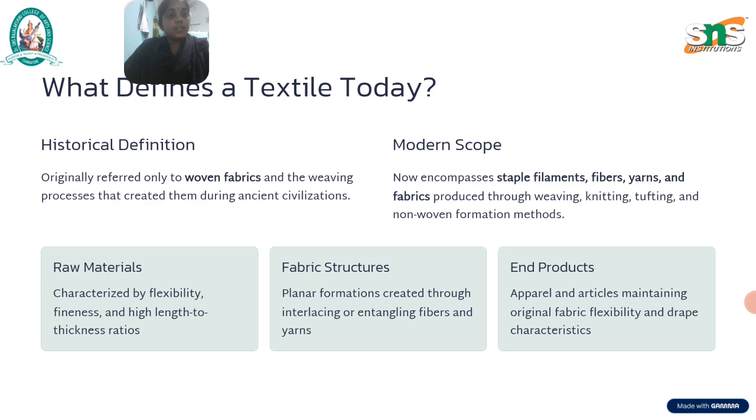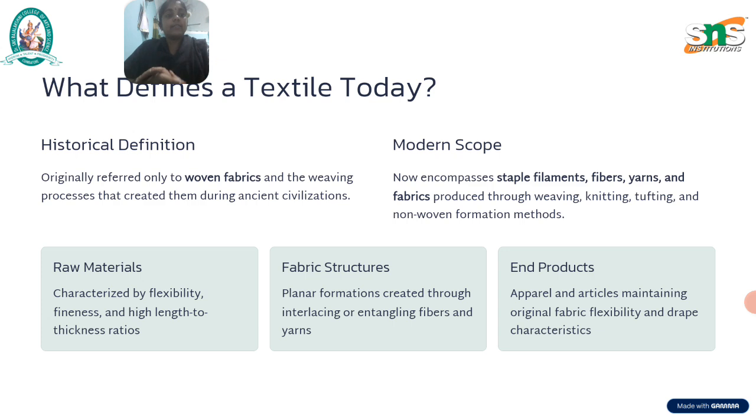Now the modern scope encompasses staple and filament fibers, yarns and fabrics produced through weaving, knitting, tufting and non-woven formation methods. Nowadays there are two types of fibers we mainly concentrate on, based on the length of the fiber. Staple fiber is a short one, and filament is a longer one. So this is the main concept.